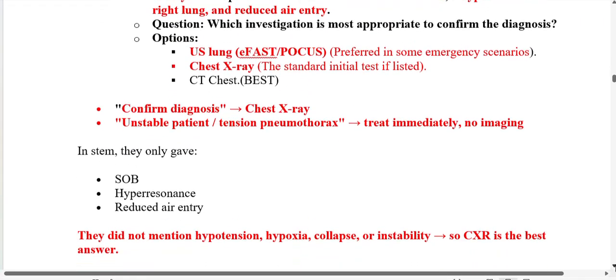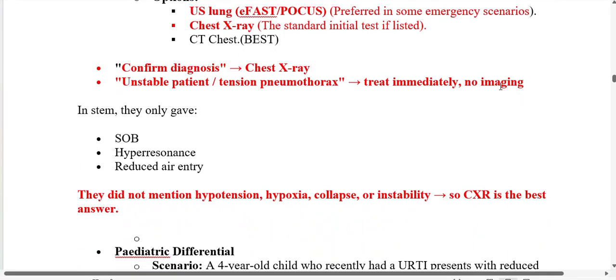Understood? Unstable patient, tension pneumothorax: treat immediately, no imaging is required. In the stem, they only give you shortness of breath and hyperresonant percussion. They did not mention hypotension, hypoxia, collapse or instability, so X-ray is the best answer. Remember that if the patient doesn't have hypotension, hypoxia, collapse or instability, X-ray is the most important answer.